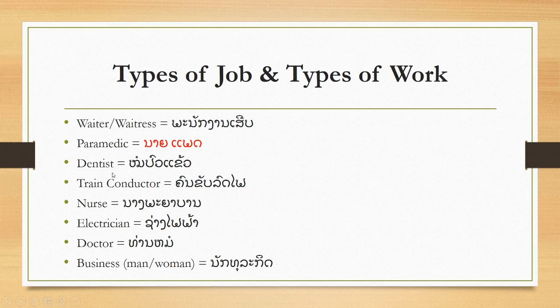Dentist. A dentist is someone who works with your teeth. They either clean your teeth or put braces on you. These are your dentists. They work at the dental clinic. This is the train conductor. This is the driver of the train. So these are the train conductors.